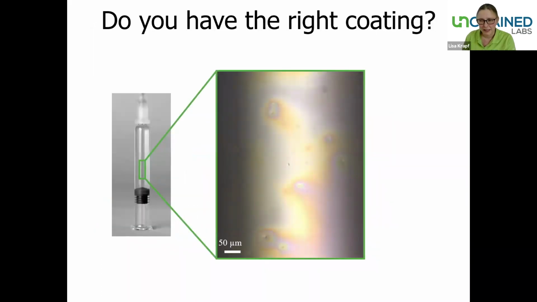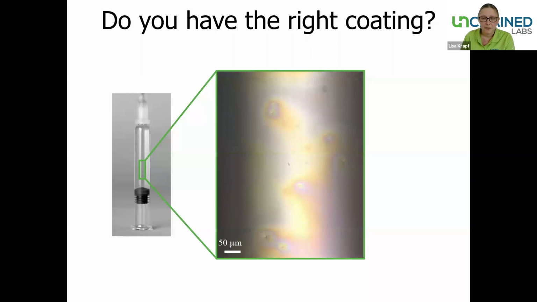So when you put a product into a siliconized syringe, what you want to know is if you have the right coating. On this picture, we see how silicone looks when you just image the inner surface of a syringe using a microscope. Basically, this looks very similar to an oil film on a surface or on a surface of water. So what you see are colored fringes, and the color you see depends on the layer thickness of that oil film. In this case, it's the silicone oil film.